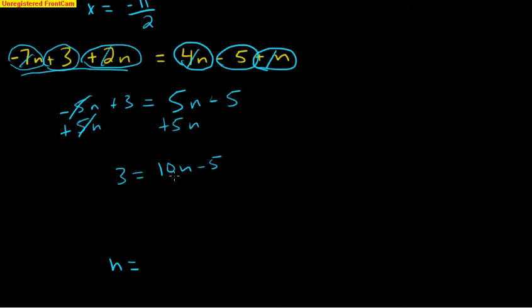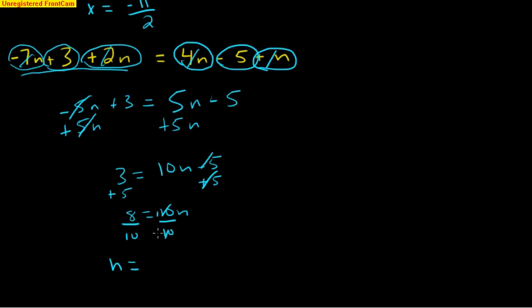Our goal is n by itself. We don't have n by itself. We are multiplying it by 10 and subtracting 5, using our inverse operations. Let's work to get n by itself. 8 equals 10n. Still don't have n by itself. What are we doing to poor little n? Multiplying it by 10. How do we undo that? We divide by 10.